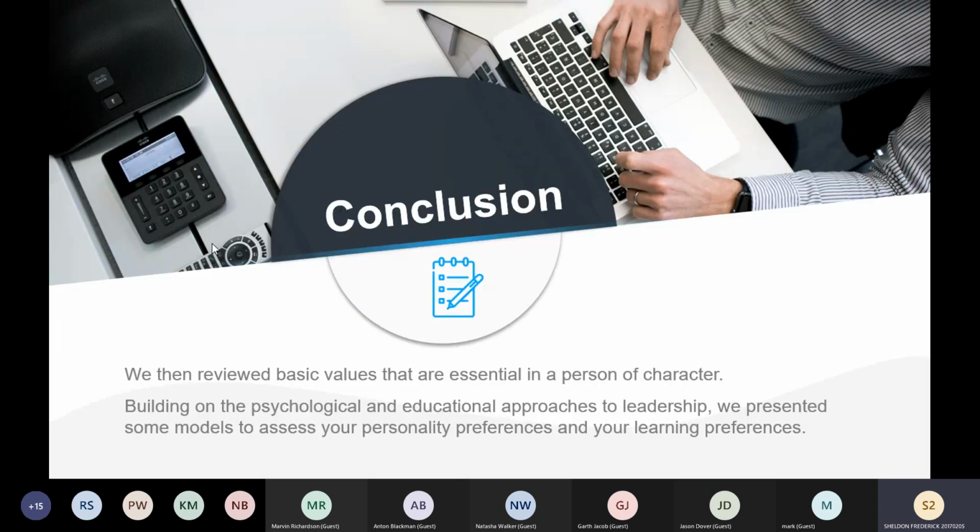So it is all geared towards wellness and aiming up. We then reviewed basic values that are essential in a person of character, building on the psychological and educational approaches to leadership. We presented some models to assess your personality preference and your learning perspectives.